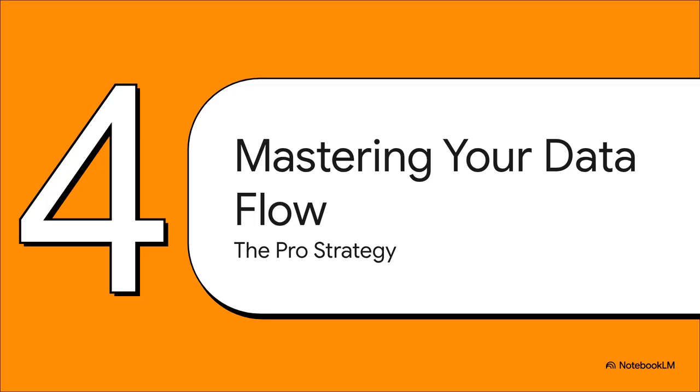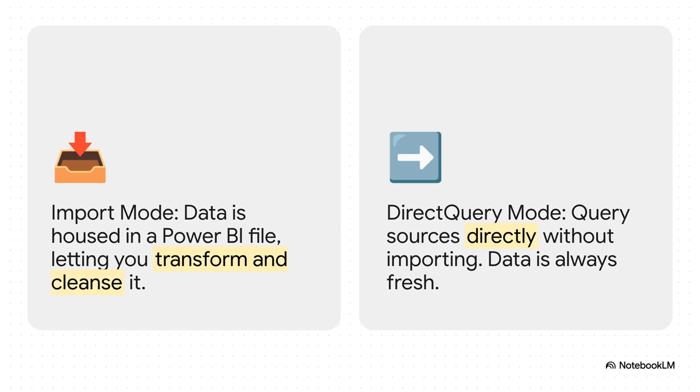So we know what we can connect to. But now we get to maybe the most important strategic decision you have to make. It's not just what you connect to, it's how you connect. This is the pro strategy. This right here is one of the most critical choices you'll make. With import mode, you're basically taking a full copy of the data and packing it inside your Power BI file. This gives you amazing performance and total control to clean it up. On the flip side, with Direct Query, you leave the data right where it is, and Power BI just sends questions to it live. This means your data is always 100% fresh, and it's essential for massive data sets.